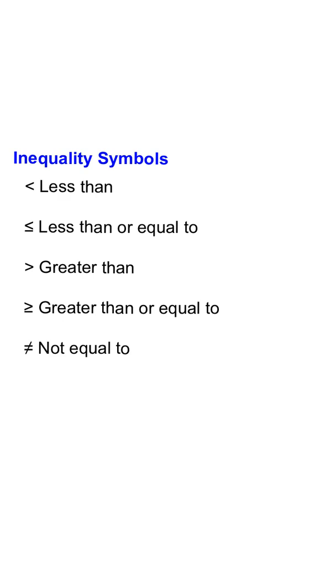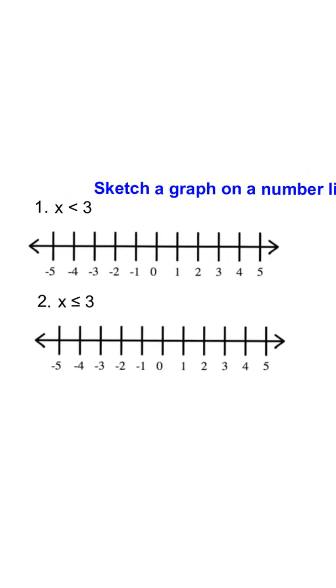When we graph these things on a number line, anytime that we have an equal to problem, we're going to do a closed dot, which means that we're going to fill that dot in for both less than or equal to and greater than or equal to. If we have something that's just a less than or just a greater than or not equal to, we're going to use an open dot instead. So let's look at a few examples on a number line.